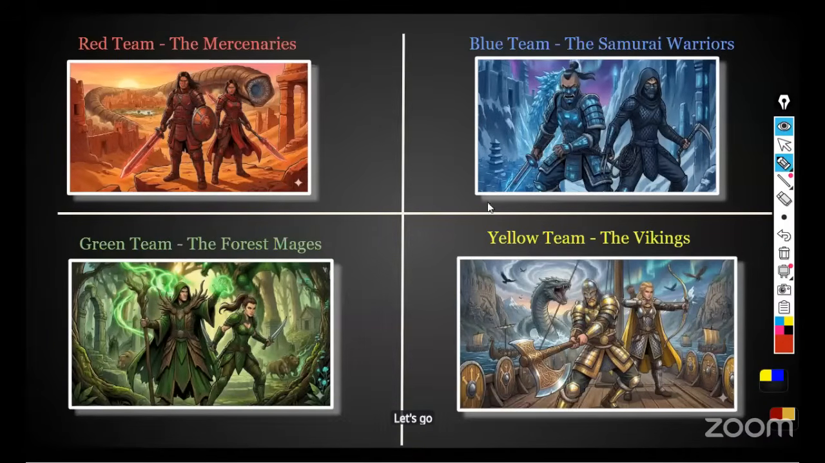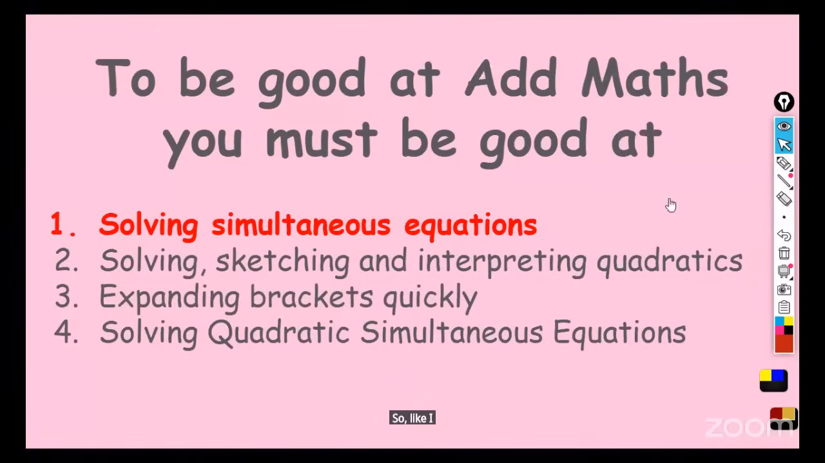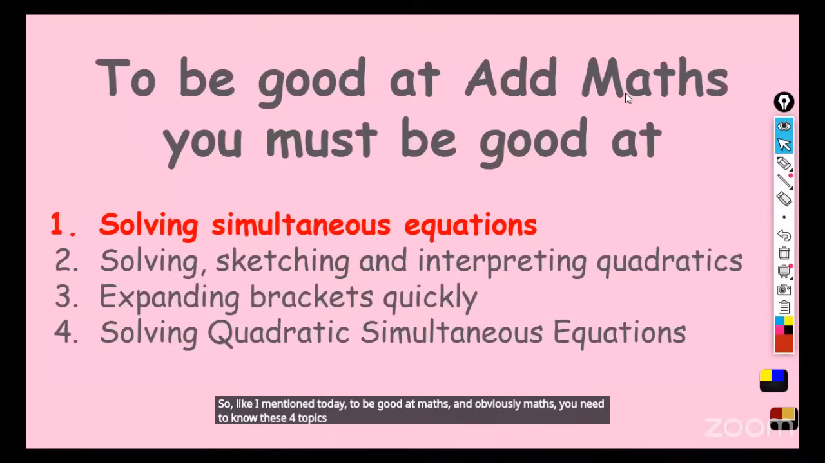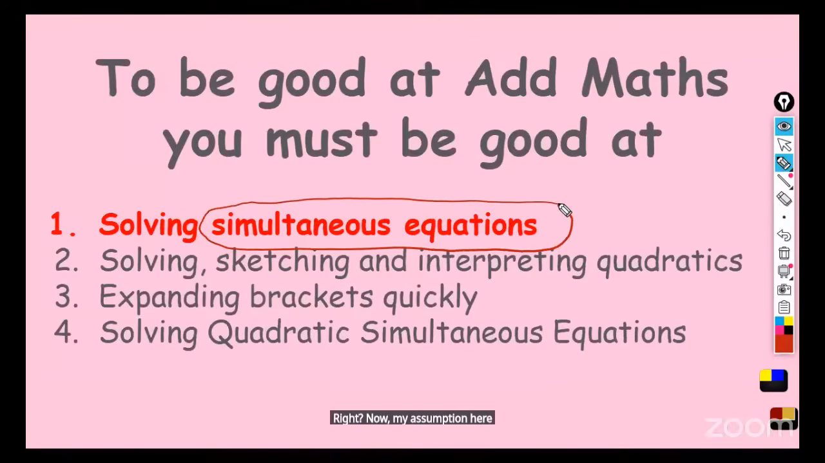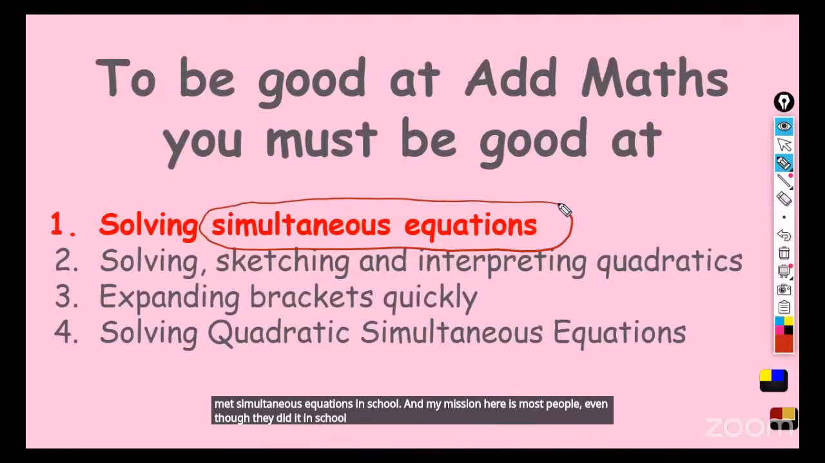Let's go. Like I mentioned today, to be good at maths, you need to know these four topics. Today, we're going to be starting with topic one, simultaneous equations. Everyone take down this topic. My assumption is that everyone here has met simultaneous equations in school, and my mission is this: most people, even though they did it in school, usually don't understand it properly, or they could do it, but they can't do it fast enough.